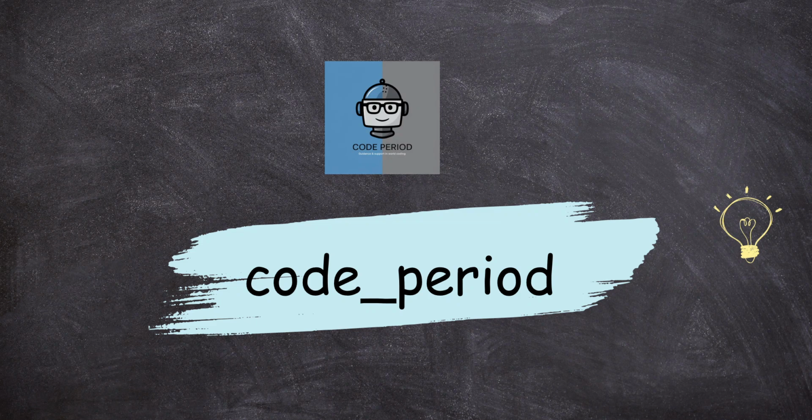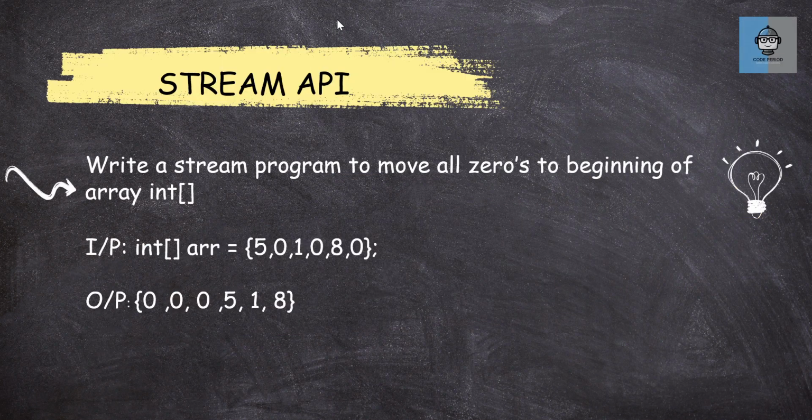And as always, let's look at another Stream API interview question. Write a stream program to move all the zeros to the beginning of an int array. So, an int array is given to us, 5 0 1 0 8 0, and what we need in the output is 0 0 0 5 1 8.